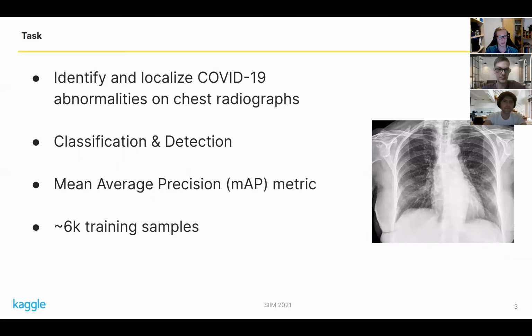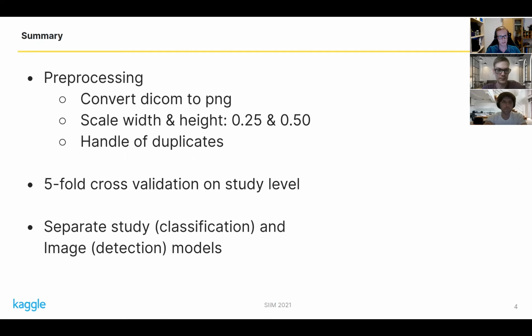In this challenge, we had to identify and localize COVID-19 abnormalities on chest radiographs. That means for one, we had to classify between 4 different classes, and we also had to detect the correct position of the abnormalities. The metric was a mean average precision metric, and we had a very small training sample of just a few more than 6,000 samples.